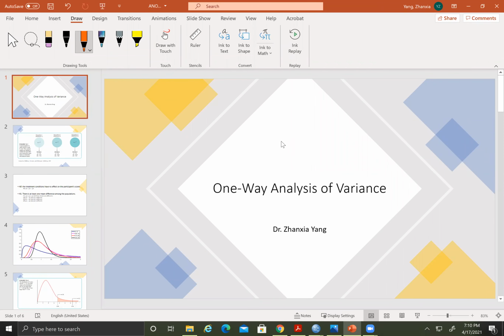Okay, hi everyone. Today we are going to talk about one-way ANOVA, analysis of variance. What we will do first is briefly introduce the analysis from the perspective of hypothesis testing. Then we will open our data set and apply this analysis.